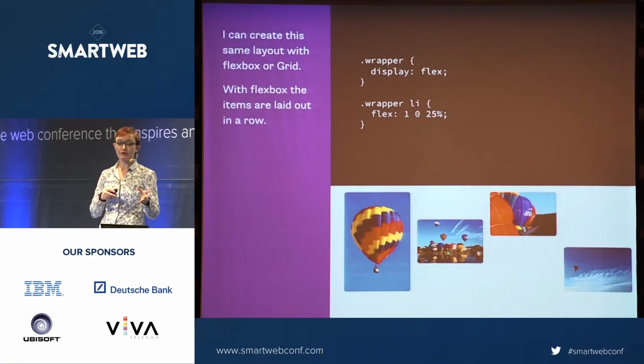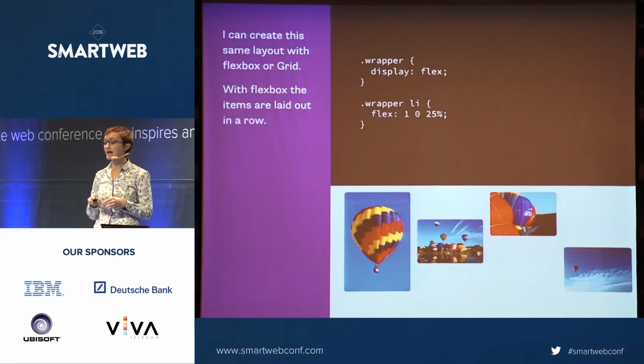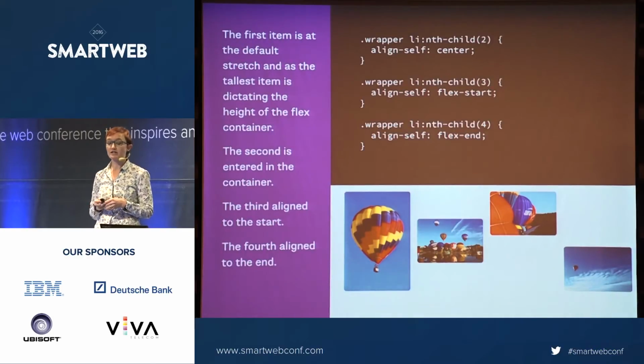So those previous examples were about aligning everything in the container at once, all of the flex or grid items as a kind of group. And all you're doing there is setting the self properties on the individual items inside. So here I've got 4 items laid out in a list with Flexbox, and they're showing the different alignment properties. So the first item there is the default of stretch. So that's the tallest item. It's dictating the height of the flex container. So the second is then centered. The third is aligned to the start, and the fourth is aligned to the end.